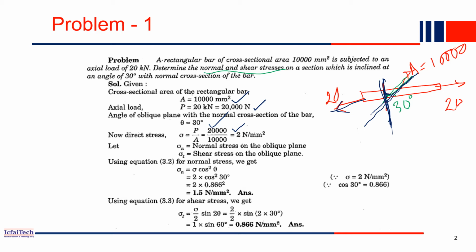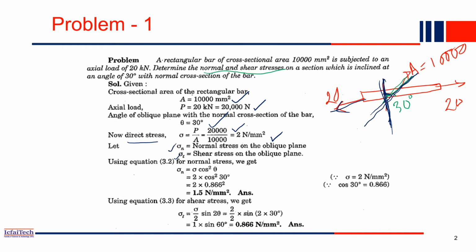So the direct stress is P by A. P is actually 20,000 Newton and A is 10,000 millimeter square. So we will get 2 Newton per mm square as the direct stress in this vertical plane. Now sigma n is the normal stress on the oblique plane. So the oblique plane is this one. We have to find sigma n. Similarly, the shear stress sigma t on the oblique plane. These two values we have to find.